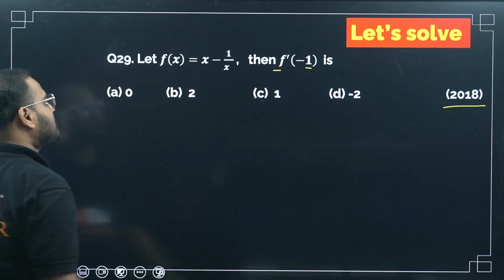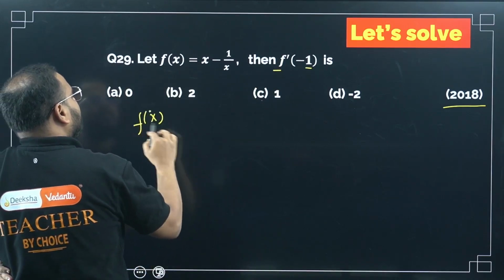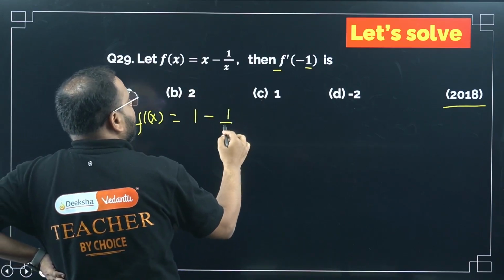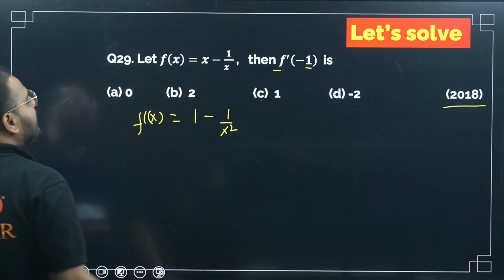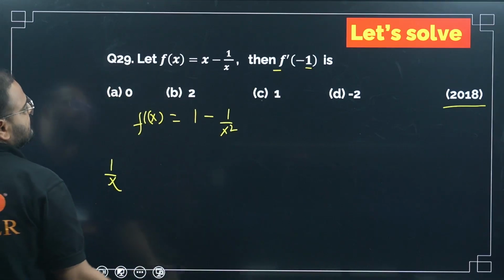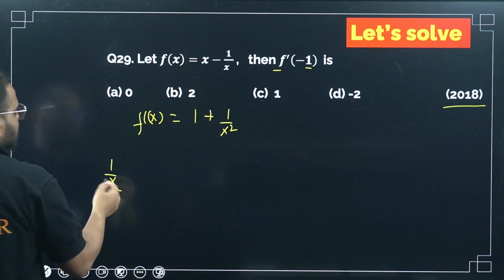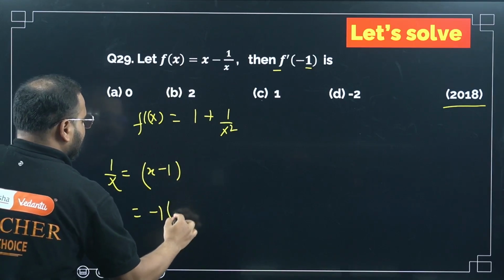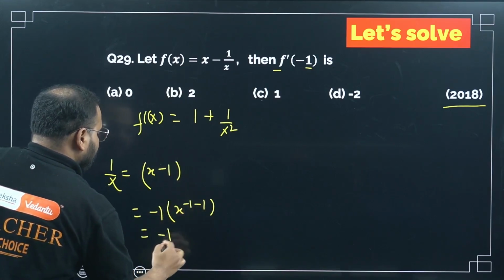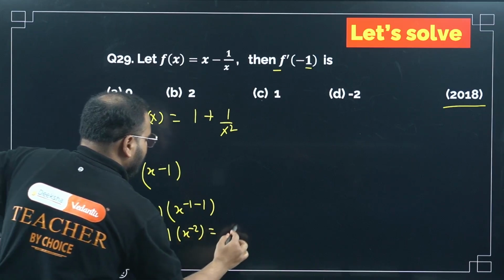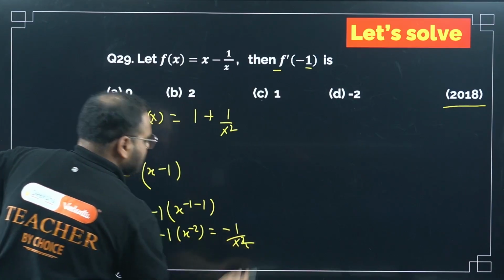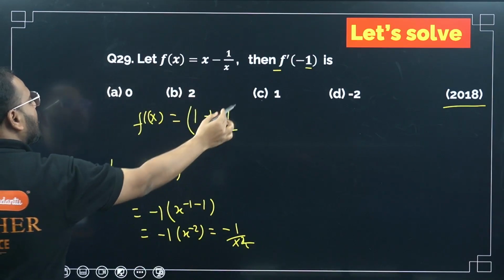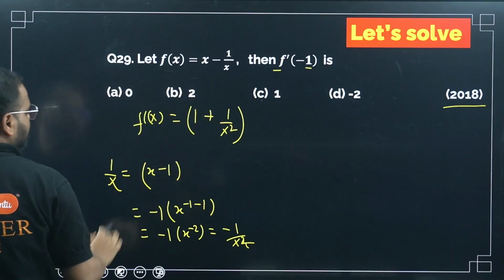f dash is given, not f double dash. So find f dash. f dash of x will be given by: derivative of x is 1. Derivative of 1 by x is minus 1 by x square. Having any doubt? Understand this, please. 1 by x is x power minus 1. Derivative of this will be minus 1 times x power minus 1 minus 1, that is minus 1 times x power minus 2, minus 1 upon x square. This minus 1 makes it positive, since minus and minus is positive. Simply 1 upon x square.